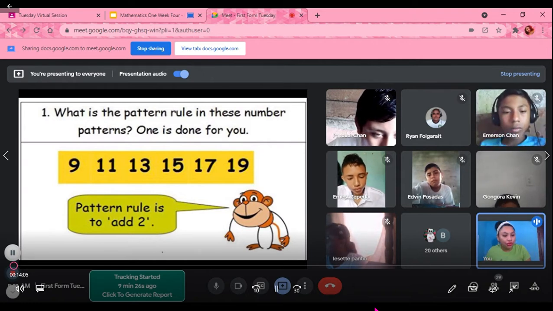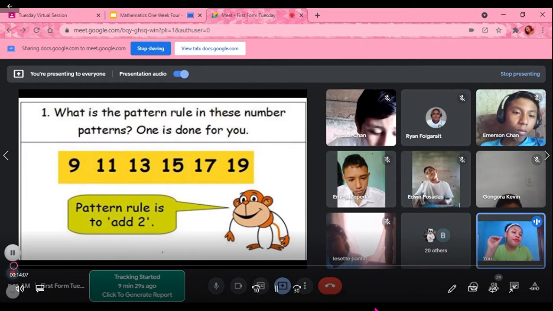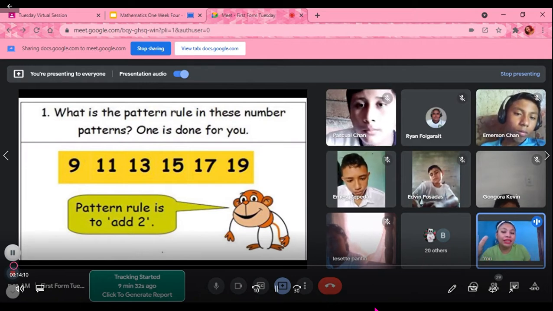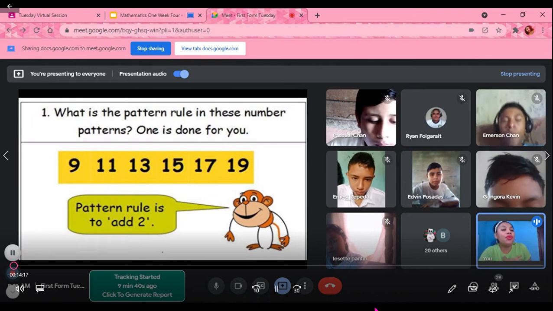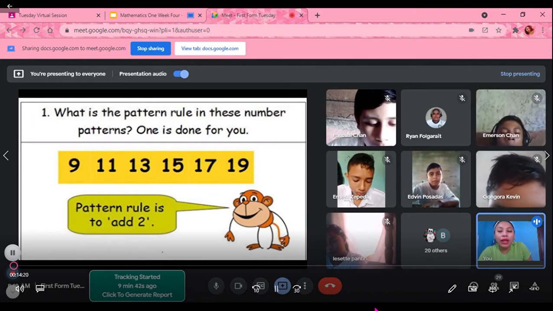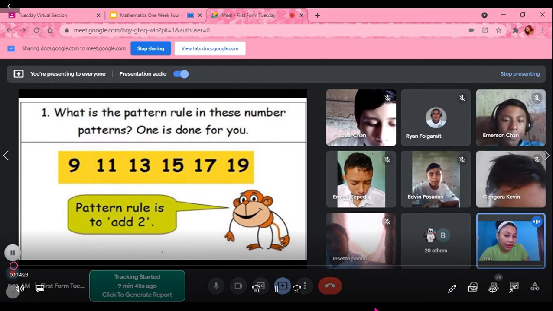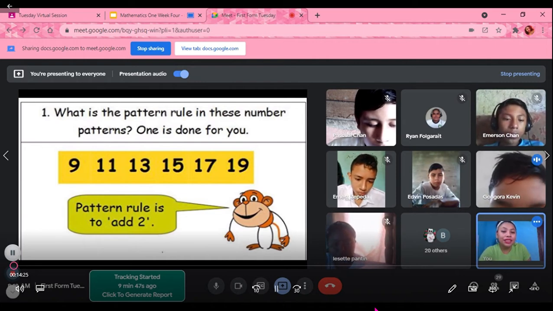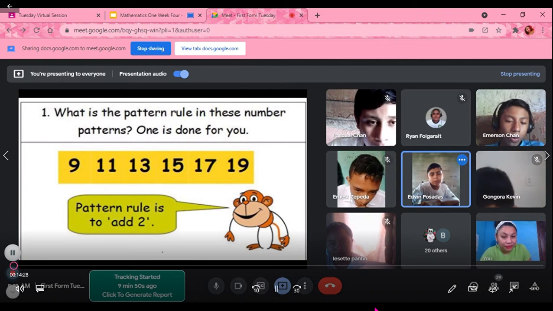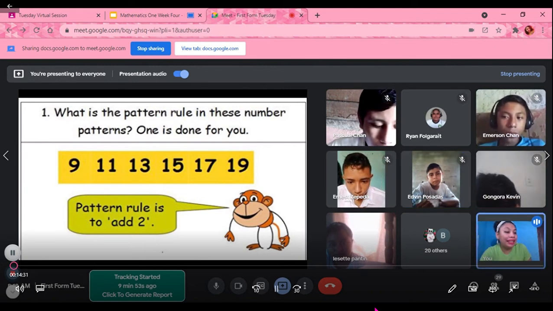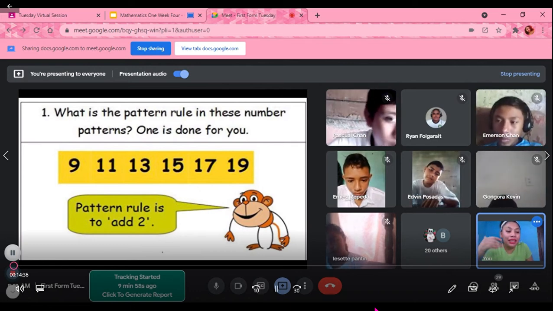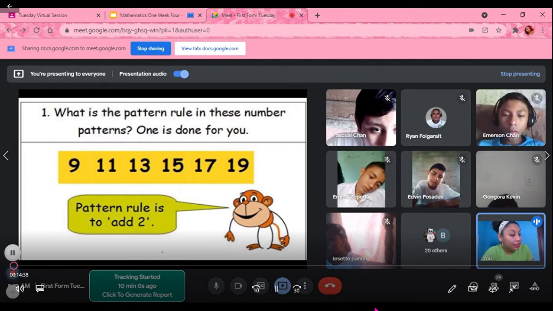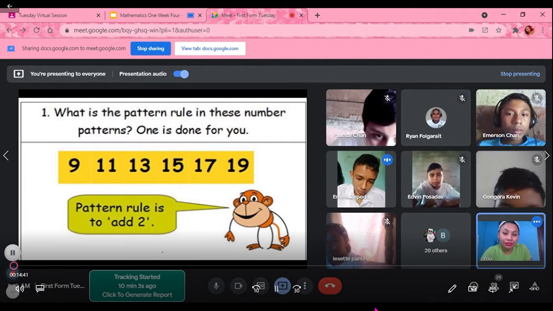What do I do to get the following number? For example, I give you the pattern 9, 11, 13, 15, 17, 19. That is a pattern. I want to know what the pattern rule is. What did I do to the 9 to get the 11? What did I do to the 15 to get the 17? And so forth. In this case, I am adding 2. So adding 2 is my pattern rule, because that is what I am doing. Everybody understands the difference? Yes.